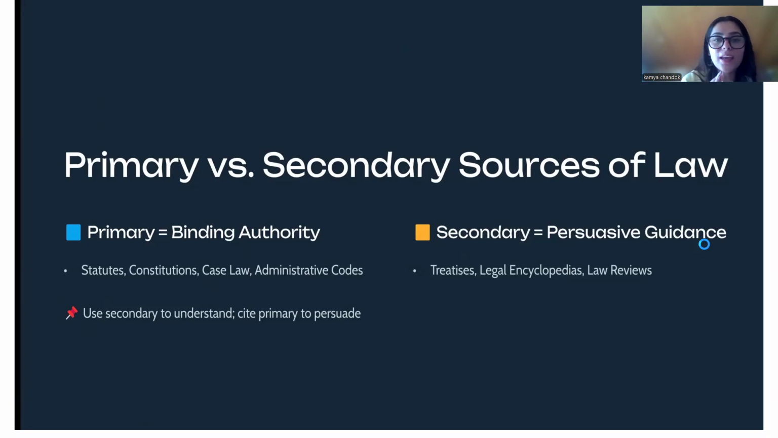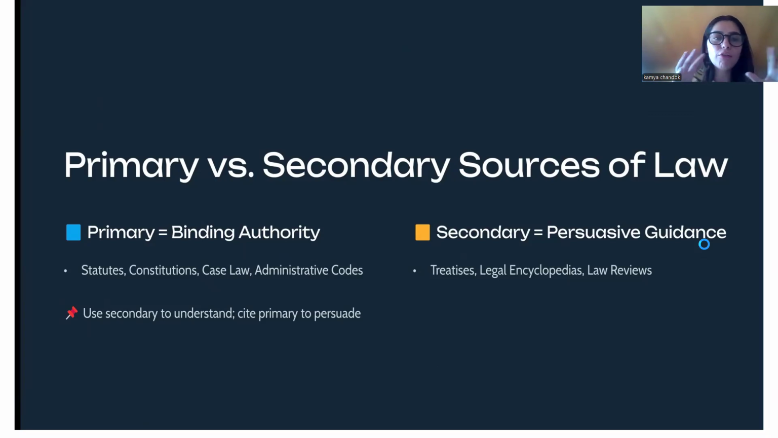Now let's talk about your secondary sources. These are like your persuasive guidance. These could include commentaries, treatises, legal review articles, or even law encyclopedias. These are not law by themselves, but how do I explain it to you? These help you explain and interpret the primary law. For better understanding, let's take this example: reading an article on how courts have historically viewed non-compete clauses is secondary research. It provides you context, but it is not binding.